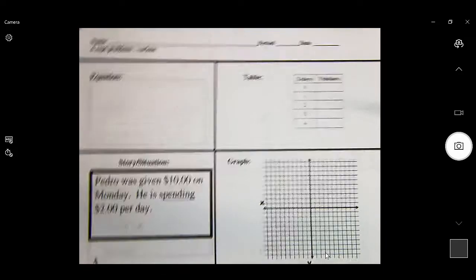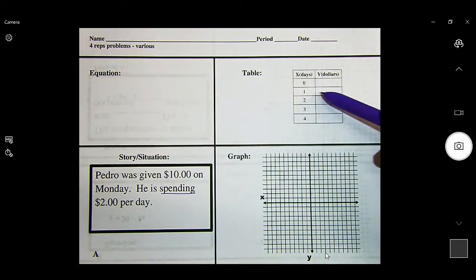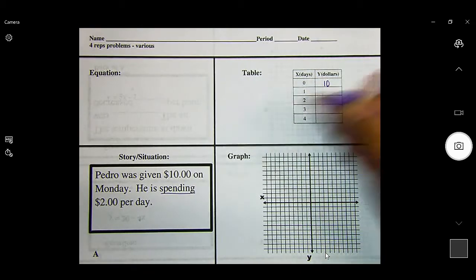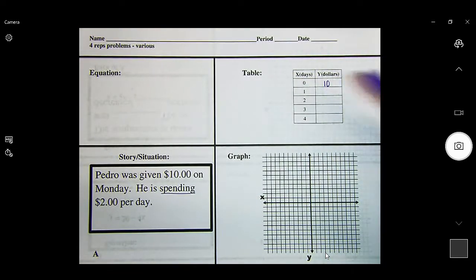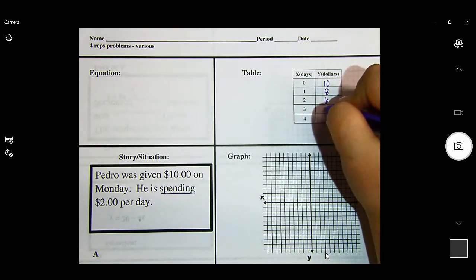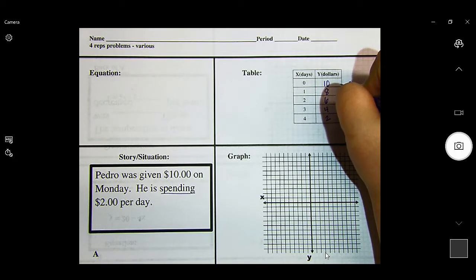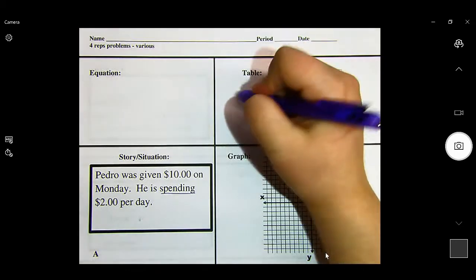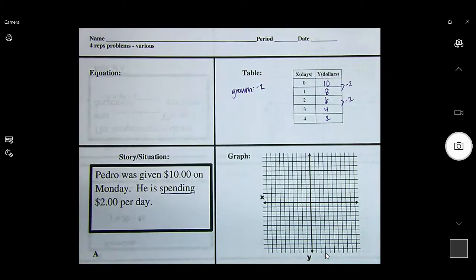So I think the table is probably the easiest to fill out here. So I know that I'm given $10. So my starting point, 0 days later, he has $10. But now every day after that, he's spending $2. So after the first day, his total would be $8. After another day, it'd be 6, then 4, then 2. Okay, notice how we're going down 2 each time. All right, so this tells us that our growth is -2.